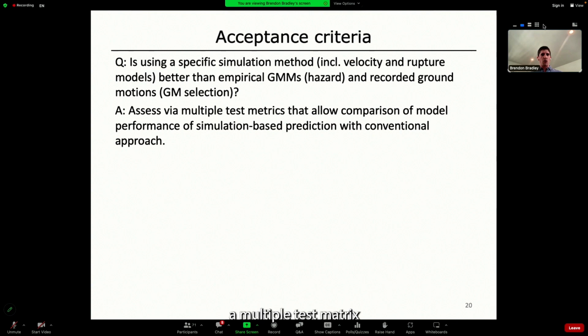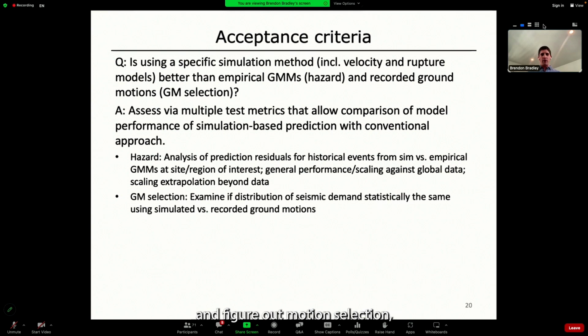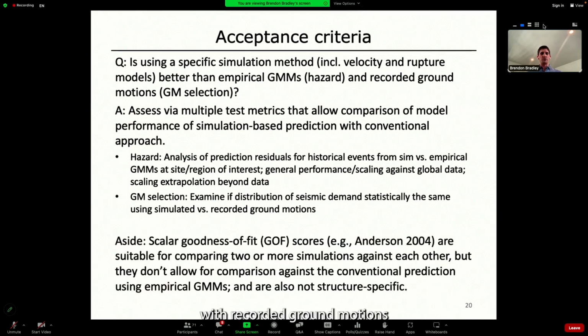So we want to assess this via multiple test metrics that allow comparison of the model performance of the simulation prediction as well as the conventional prediction. Chiara had a nice summary of this already, so I'll just go through it very quickly. We can compare with prediction residuals from historic events with empirical models at the site of interest, and generally basic physical expectations when we extrapolate beyond data. And for ground motion selection, do we get the same distribution of seismic demand if we use simulated ground motions versus what we see with recorded ground motions?